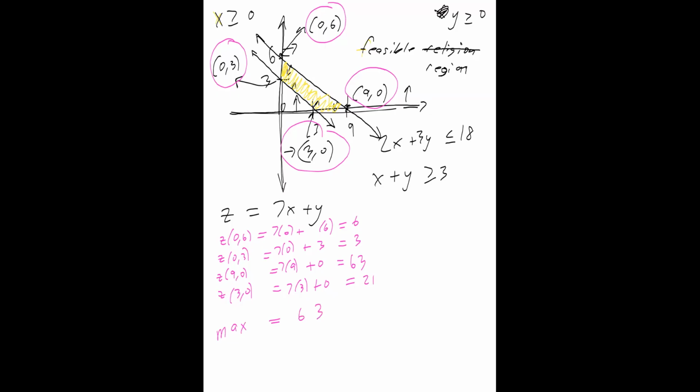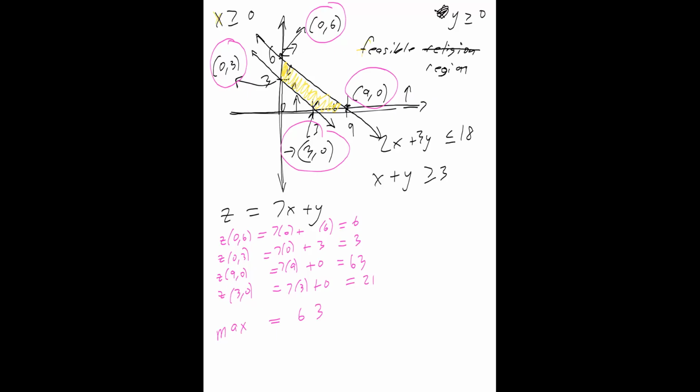63, right? So imagine you're investing money in the stock market every day, and you had a computer figure out which stock to buy. If you bought these 3 stocks, you'd only make $6 or $21 or $3. But if you bought that one, you'd make $63. Wouldn't it be smart to buy that one then?